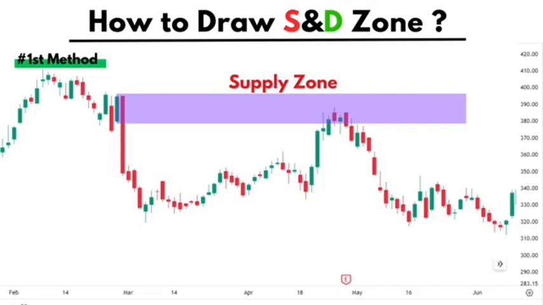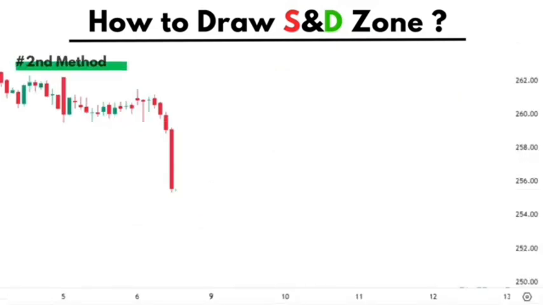Method 2. The consolidation method. Now let's look at another technique. In this chart, price moves sideways within a tight consolidation range. Use the rectangle tool to cover the entire consolidation area and extend it to the right.